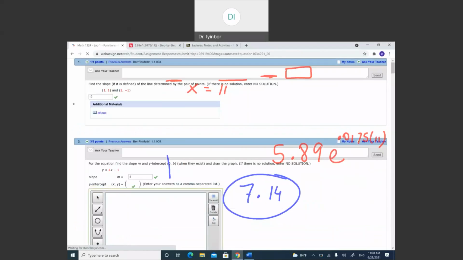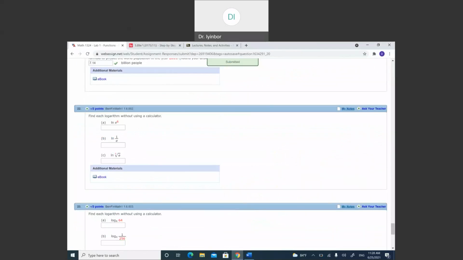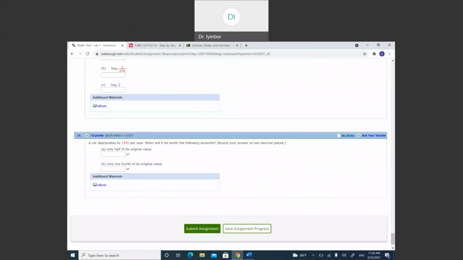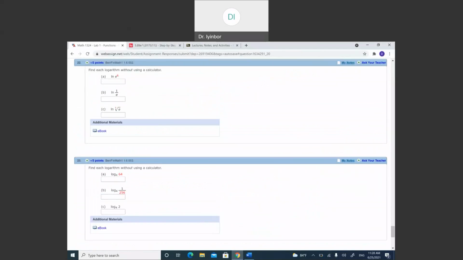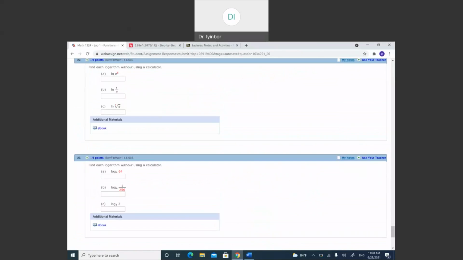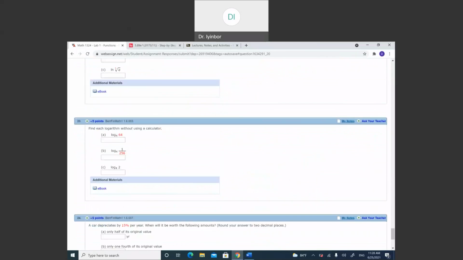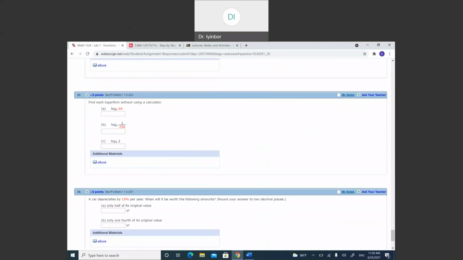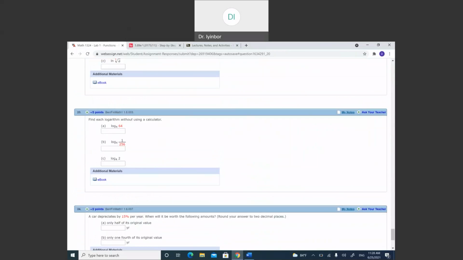Okay, going to the next, 22 and 23, we have to do something with logarithm and exponent. That's review from algebra, without a calculator. I can show you how to do that. And you can also use that for that. And then we have one more depreciation here. Okay, so let's do those two first.